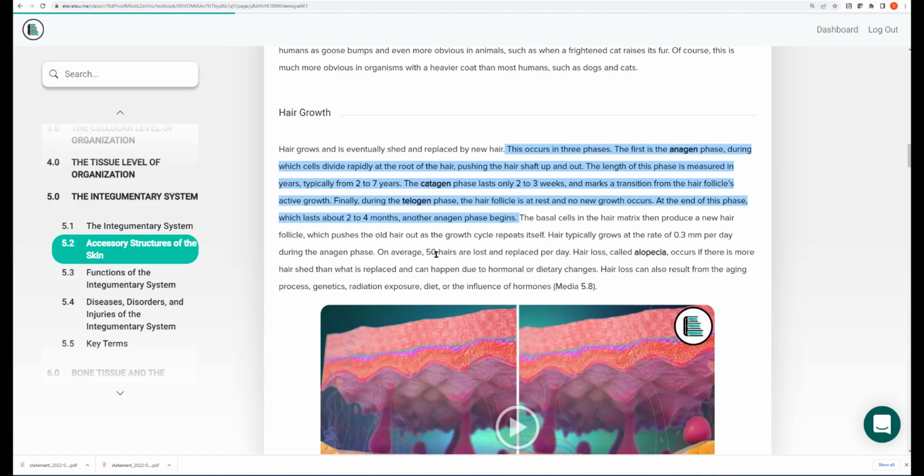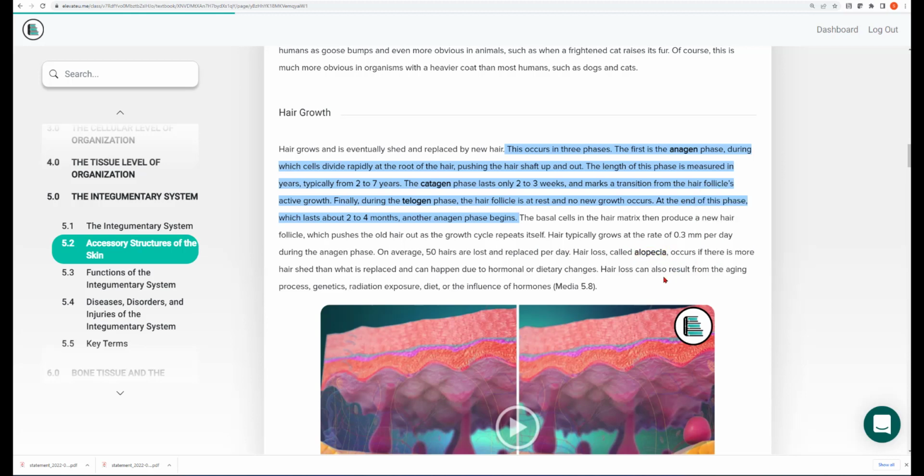And on average, we're losing about 50 hairs a day. And we're replacing those 50 hairs. So there's an equilibrium. We gain as much hair as we lose. If there is excessive hair loss, we call that alopecia. Alopecia is the loss of hair.